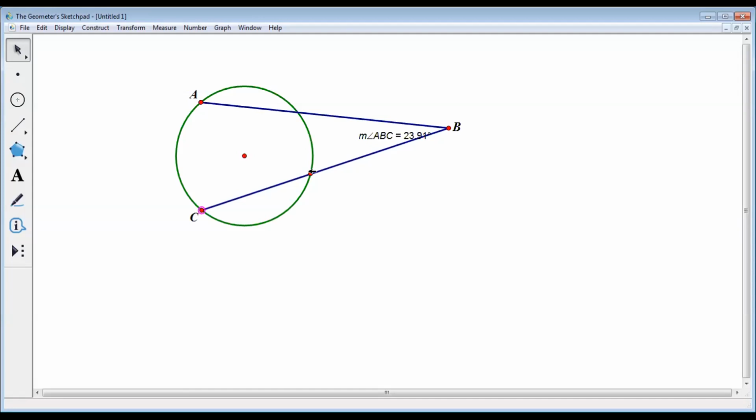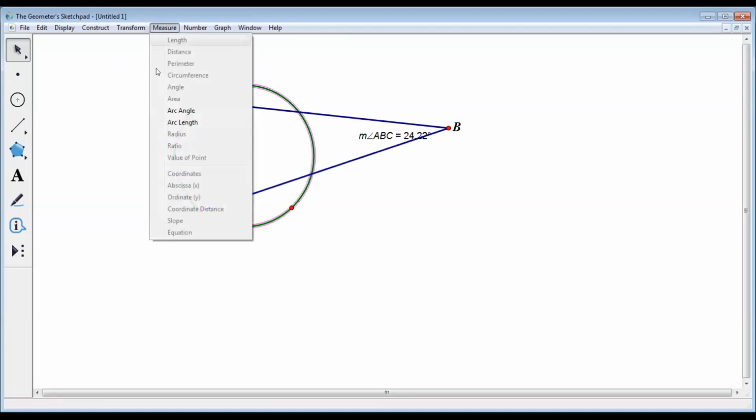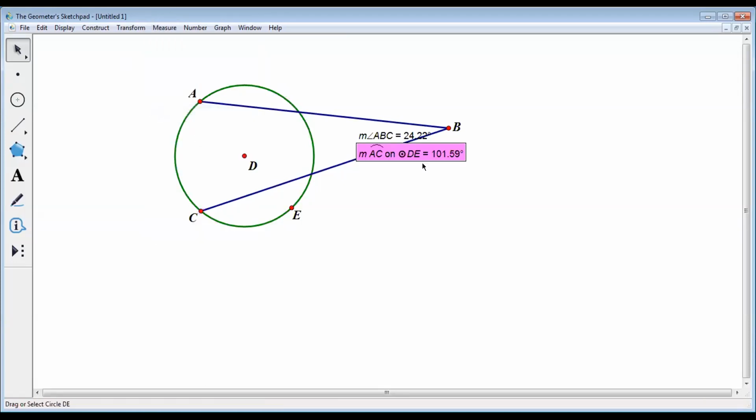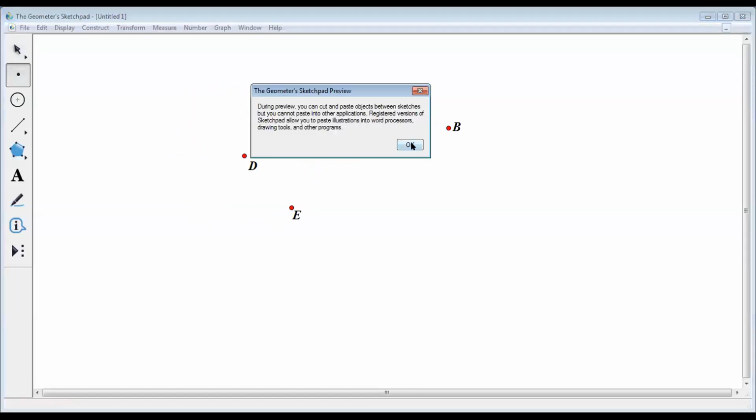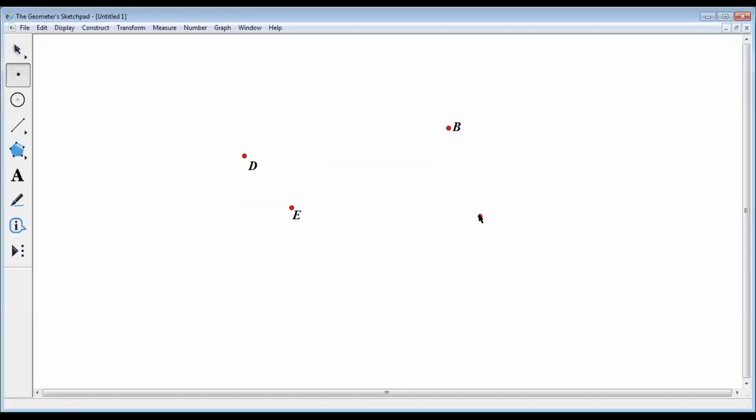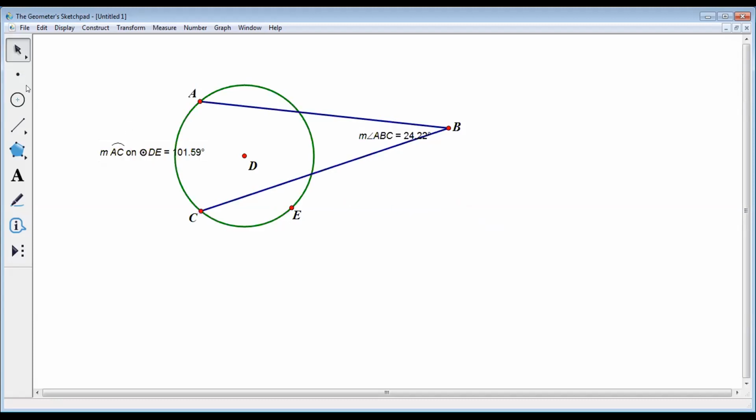Let's move that one away. Let's measure this arc. Click there. Let's measure, not the arc length, sorry, the arc AC in degrees. That arc angle is 101.59 degrees. And let's measure this other arc. Oh, thank goodness. There we go.